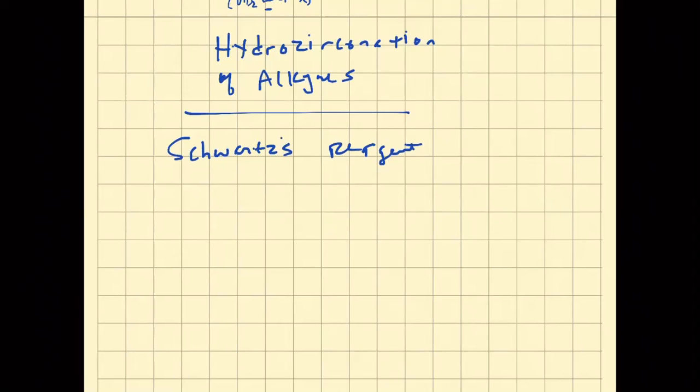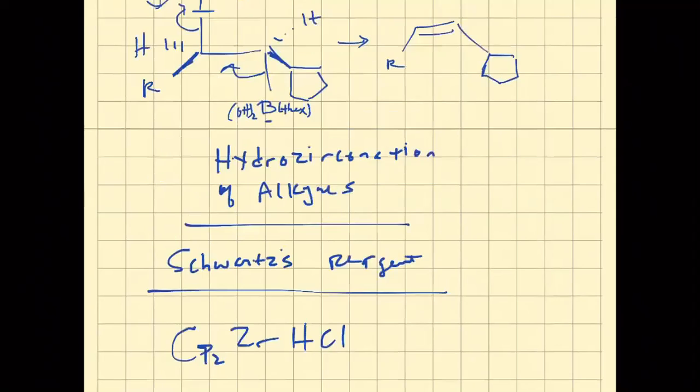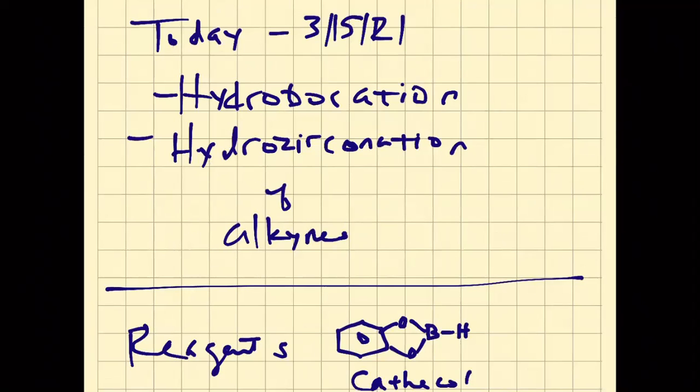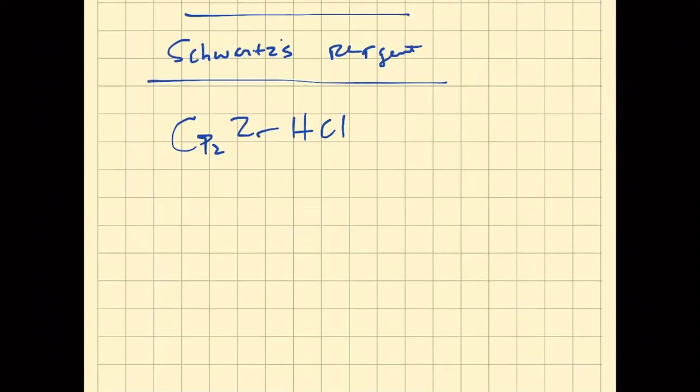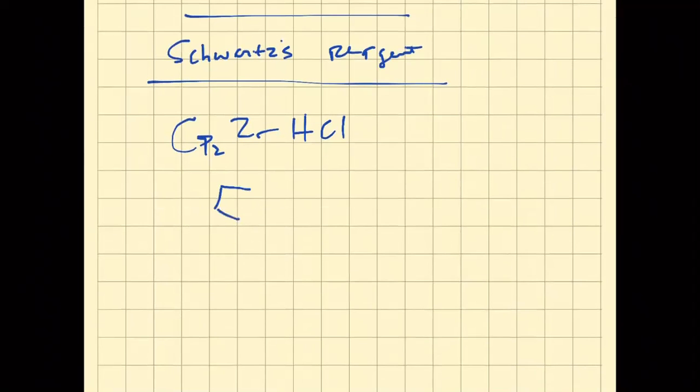So let me show you that. All right. So normally this is written like this: Cp2ZrHCl. Right. The Cp is actually a cyclopentadiene. So it looks like this. Right. It's an aromatic, negatively charged cyclopentadiene, and that's coordinated to zirconium. You got two of them coordinated, like so. And then it has chlorine and a hydrogen attached, right?